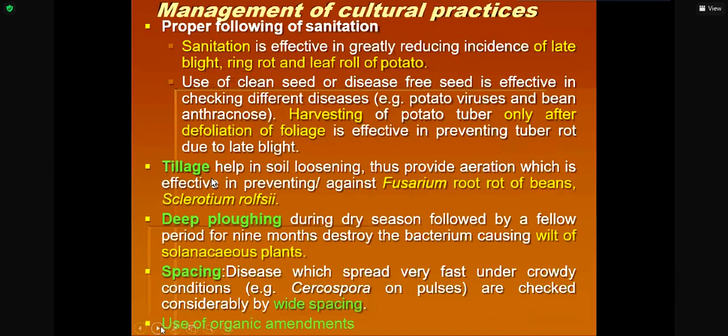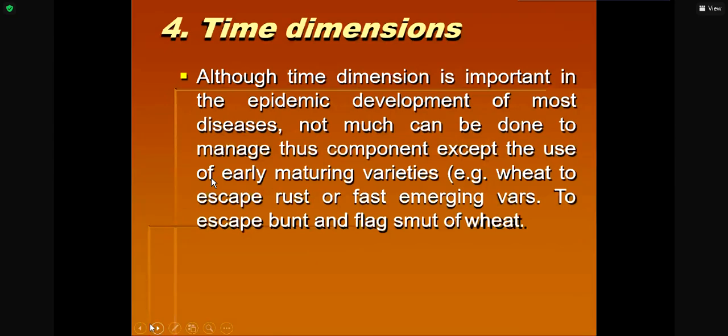And we can follow some cultural practices that I have already discussed: sanitation, tillage, deep plowing, spacing. Some diseases spread from one plant to another plant very easily if the plant spacing is minimum. So we have to ensure adequate spacing so that the disease cannot spread from the diseased plant to the surrounding healthy plant. There are some examples you can check. Time is one of the factors in the disease triangle or tetrahedron, but we cannot regulate this time dimension all the time. What we can do is adjust the sowing time, or select some early maturing variety. By this, we can avoid some diseases.